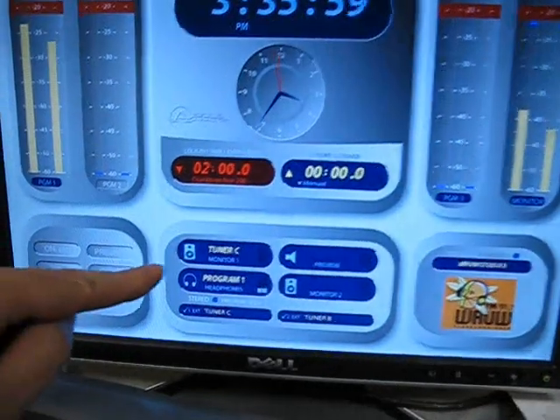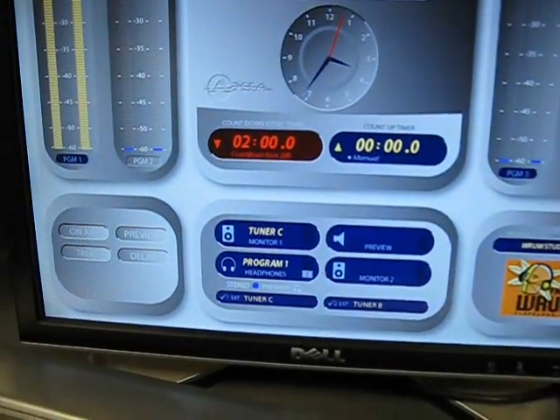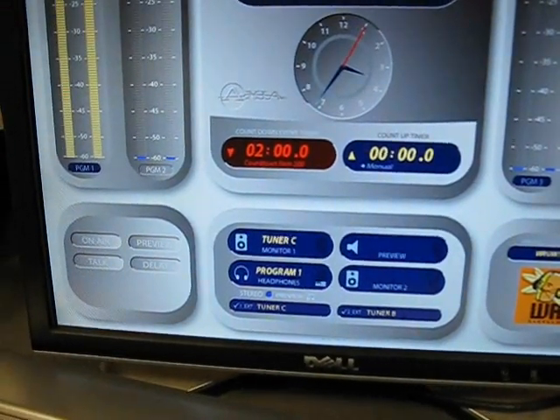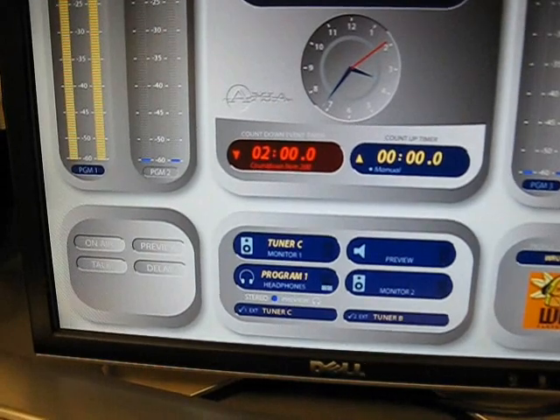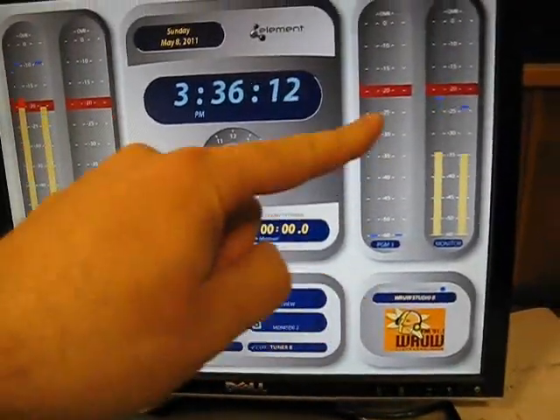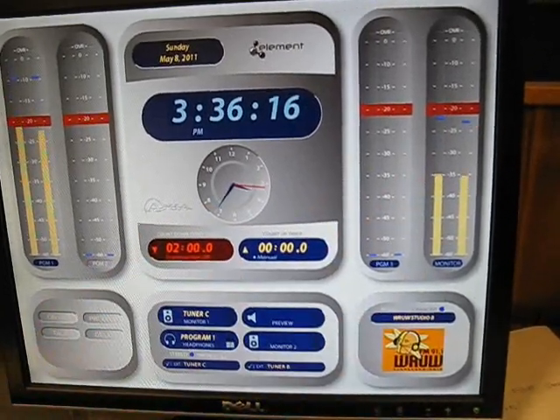Now, over here on the display, it says you're monitoring tuner C, which means you're monitoring or listening to a radio receiver that's set to 91.1 FM, and you're showing a volume here of that receiver on the meter.